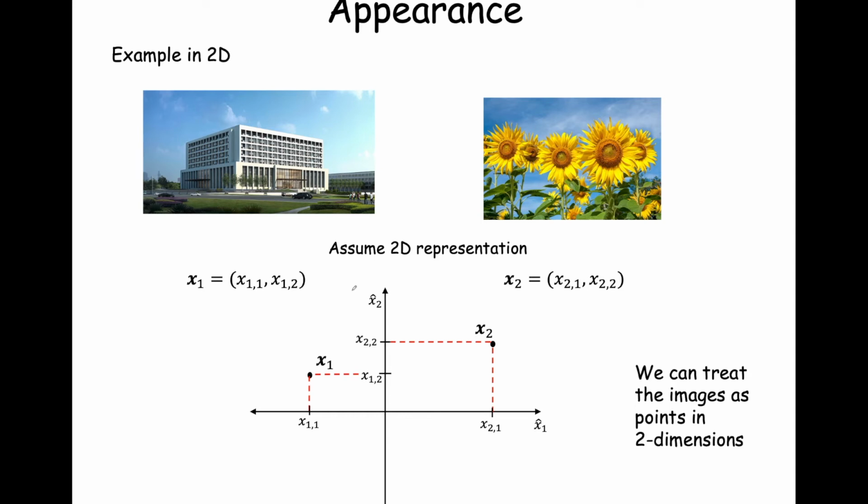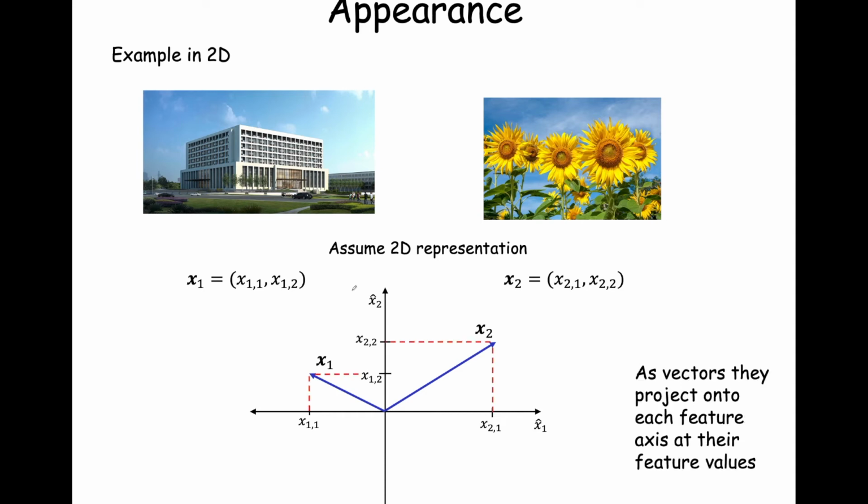Okay, so now we treat these images as points in 2 dimensions. We can also treat them as vectors in 2 dimensions. As vectors, of course, we draw the butt of that vector at the origin, and we have the arrow for that vector ending at the coordinate in feature space for each one of these vectors. Certainly we can project them along the horizontal axis, the x1 axis, or the x2 hat axis. And again, these projections are their feature values for the respective points treated as vectors.